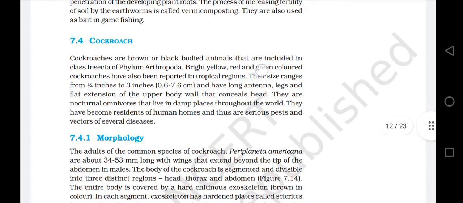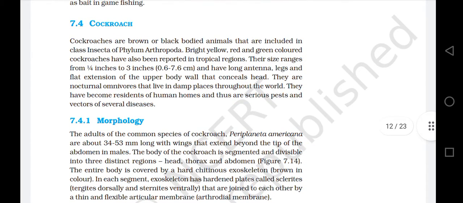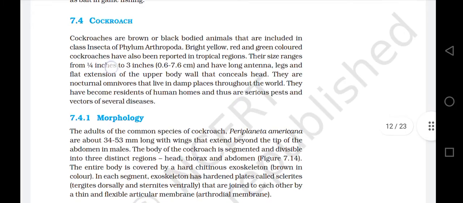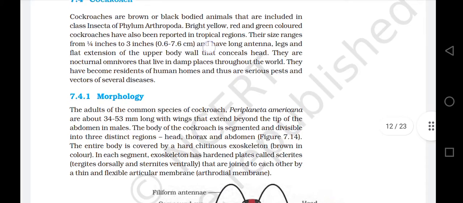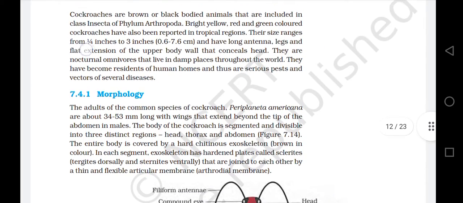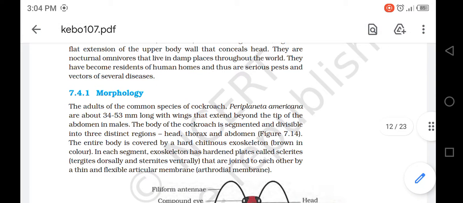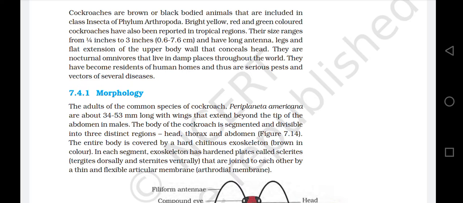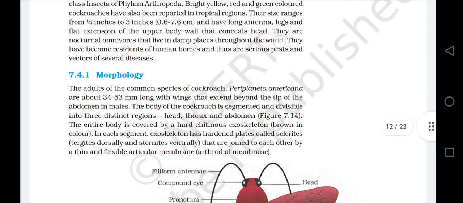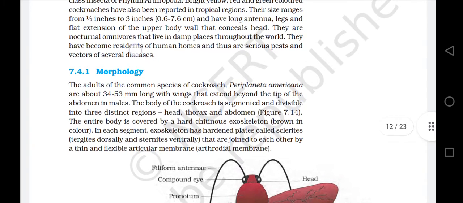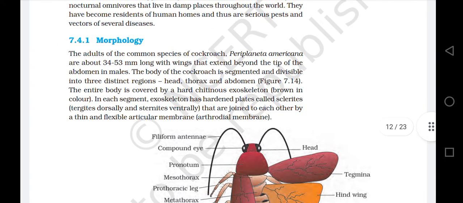Bright yellow, red and green colored cockroaches have also been reported in tropical regions. Their size ranges from 1/4 inches to 3 inches, 0.6 to 7.6 cm, and they have long antennae, legs and a flat extension of the upper body wall that conceals the head. They are nocturnal omnivores that live in damp places throughout the world. They have become residents of human homes and thus are serious pests and vectors of several diseases.